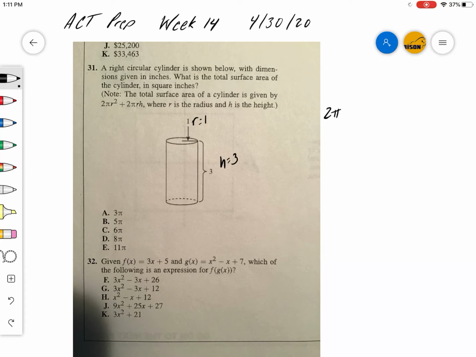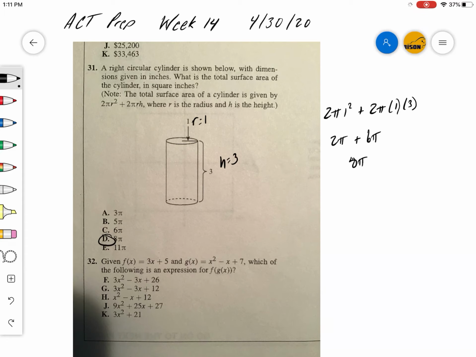So I got 2 pi times R squared, so 1 squared, and then plus 2 pi times R, which is 1, times H, which is 3. So 1 squared is 1, so this is really just 2 pi up here. Okay, so the second part, 2 pi times 1 times 3. 1 times 3 is 3. Times 2 would be 6 pi. So 2 pi and 6 pi goes together to be 8 pi. If you really wanted to do that with the calculator, you could type all that in and it would give you a decimal, and then you could type your answer choices in and turn them into decimals and see which one matches.